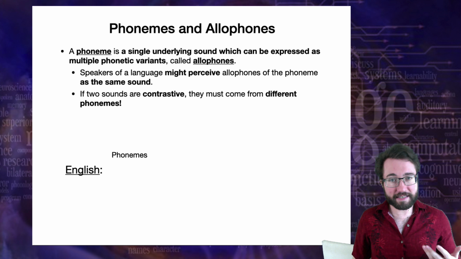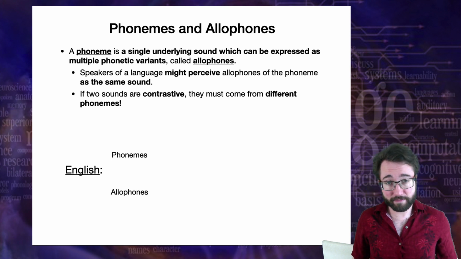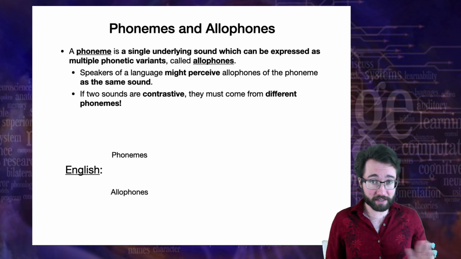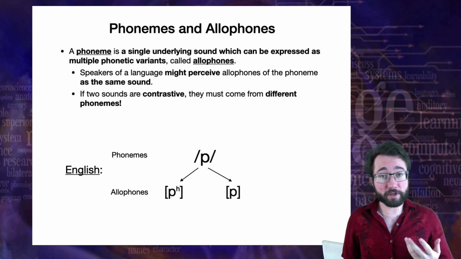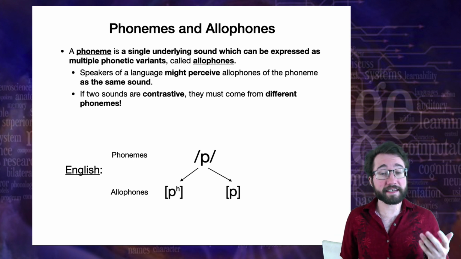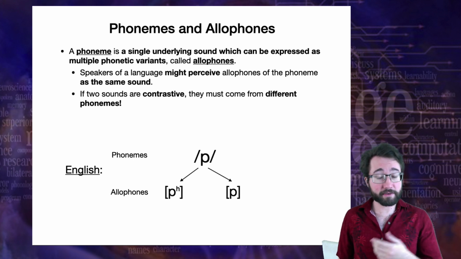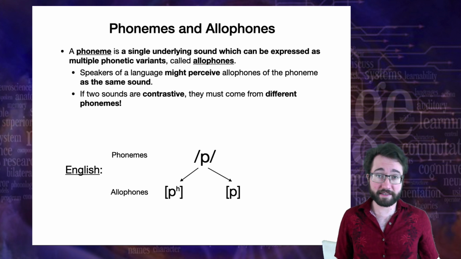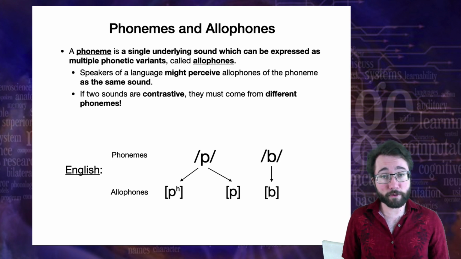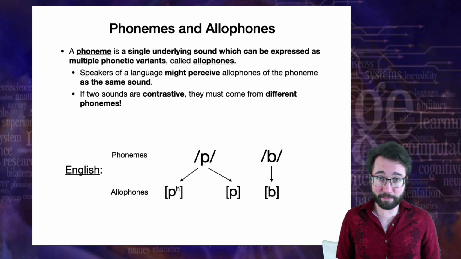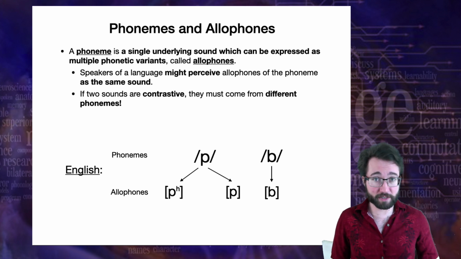So English has this kind of phonemic structure. We have our phonemes, which are realized as allophones. The phoneme underlying P is realized as the sound P as in pat, or the sound unaspirated B as in spat. And the phoneme B, the voiced bilabial stop, is realized as a voiced bilabial stop.